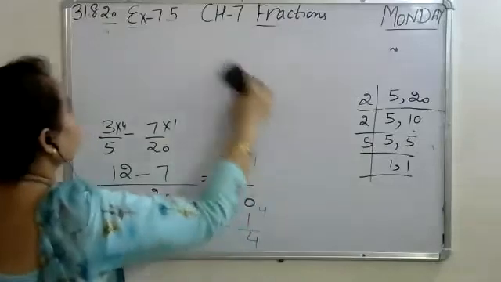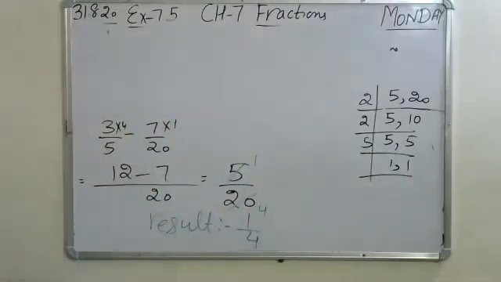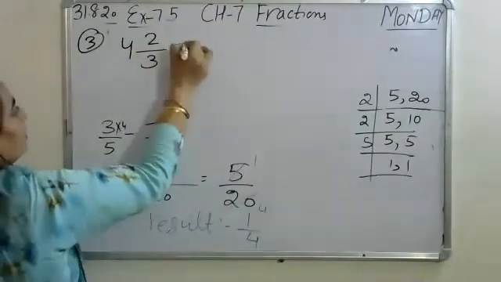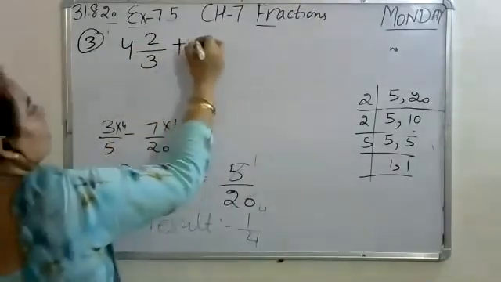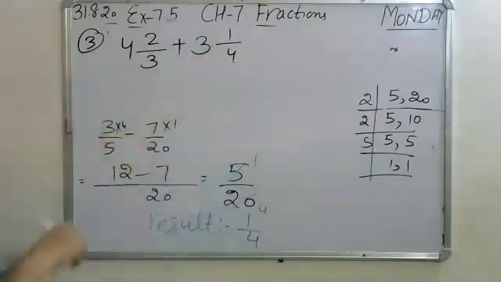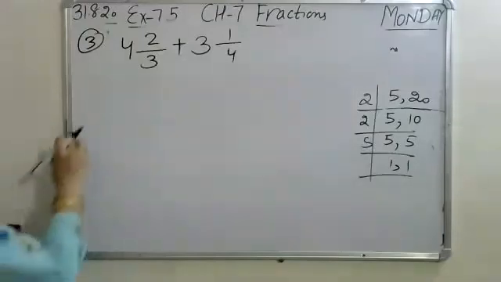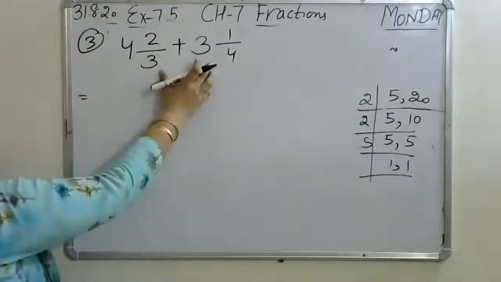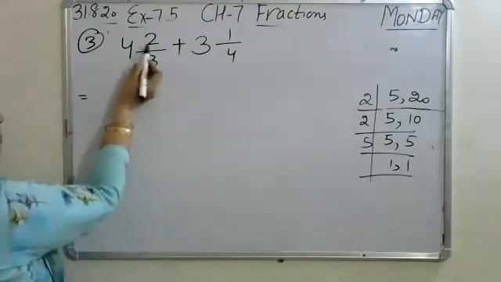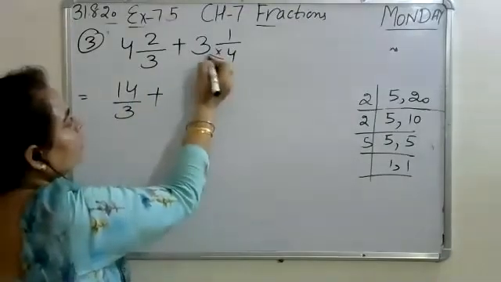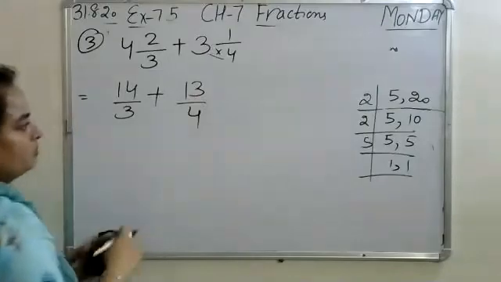Third question. 4 whole 2 by 3 plus 3 whole 1 by 4. Now, tell me, how can you solve this sum? Ma'am, first we will convert it into improper fractions. 3 fours are 12, 12 plus 2, 14 by 3, plus 4 threes are 12 plus 1, 13 by 4.